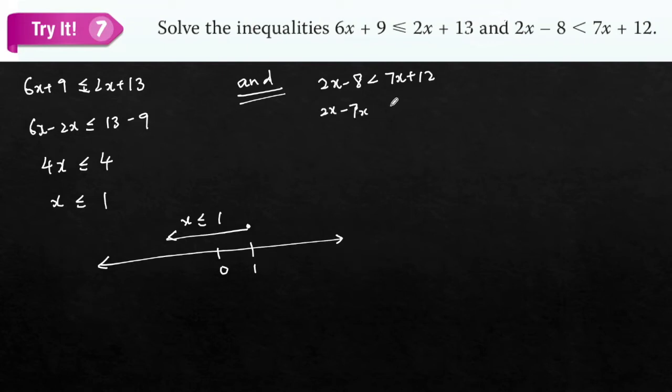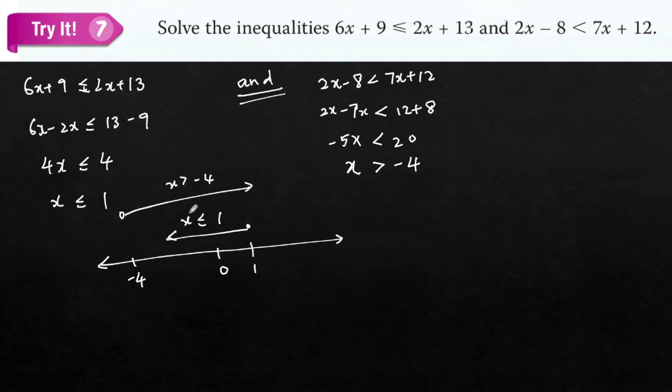Let's solve the other one. So 2x minus 7x is less than 12 plus 8. So I have negative 5x is less than 20. And that gives me x is more than negative 4, because we divide by negative 5, so you have to change your sign. The answer lies where these two lines overlap, which is over here. Therefore your x must be more than negative 4, but it cannot be more than 1. So this is your answer.